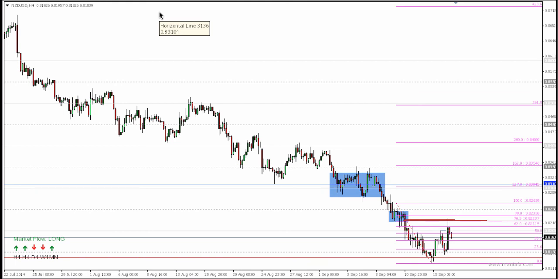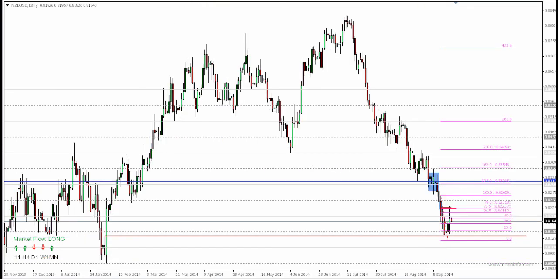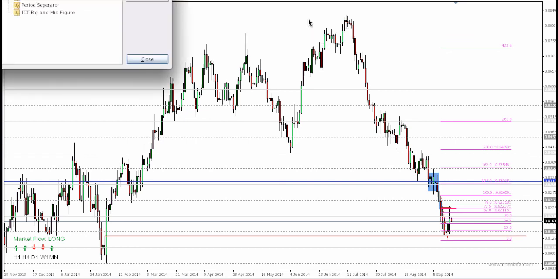Once again, I was looking at my charts. I'm not sure whether I would set out, because this is the New Zealand dollar against the dollar. Oh, we're also inside a daily bullish order block. So price has mixed feelings, as I like to put it.